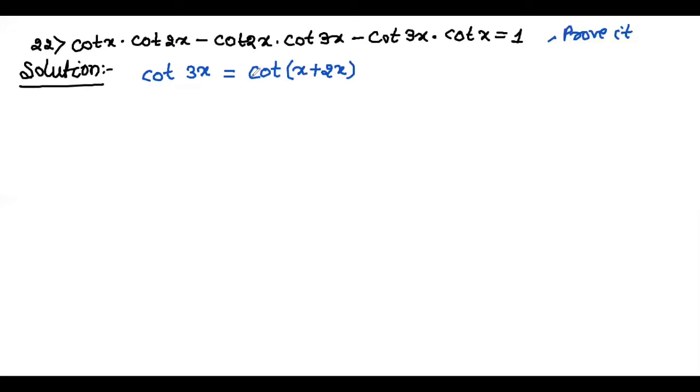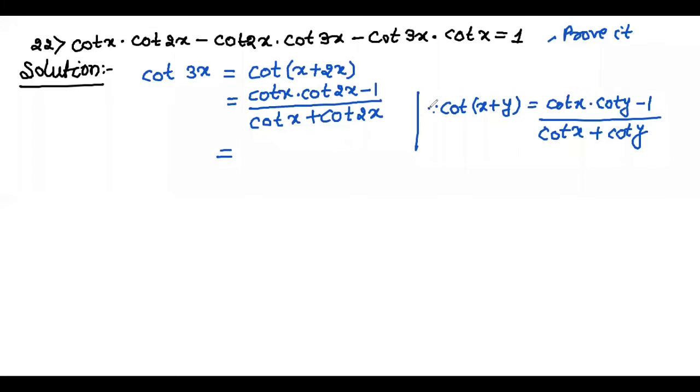So by using it, we are getting angle 3x, angle x, and angle 2x. Now I'm going to apply the formula for cot of x plus y. So cot of x plus y is cot x into cot y minus 1 divided by cot y plus cot x. So that I'm going to apply here.